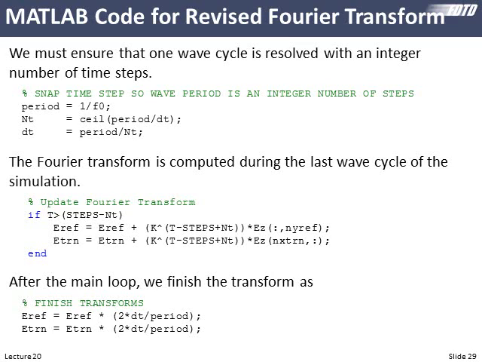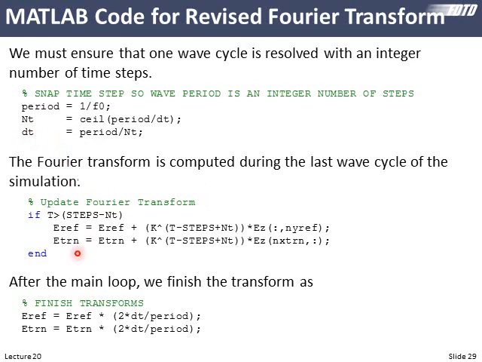So here's the MATLAB code for doing this revised Fourier transform. Before the simulation even begins, we'll calculate the period of the wave. Then we'll calculate how many time steps are in one period. And for best accuracy, we actually change the time step, making it a little bit smaller, so that won't hurt our accuracy. If anything, it's improving it because we're making it smaller. But we make one period exactly an integer number of time steps. That helps the accuracy in our integration.